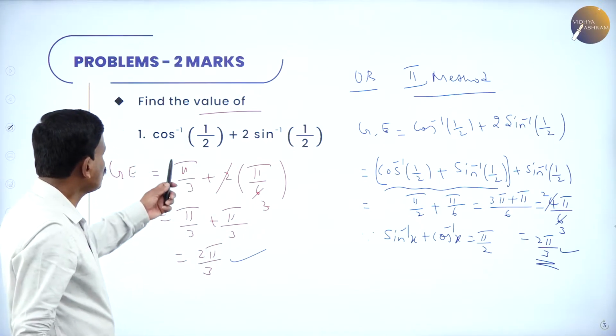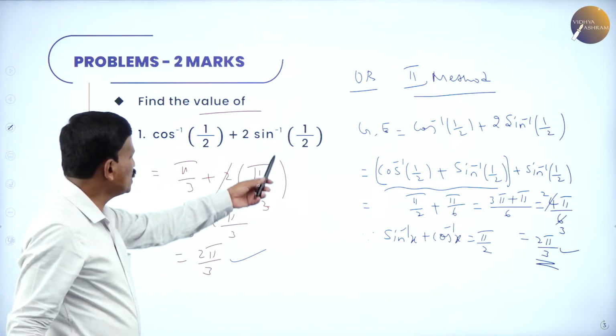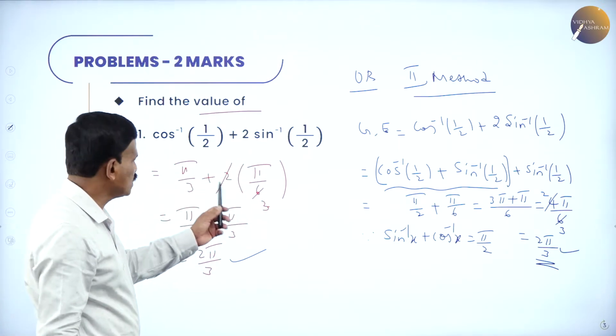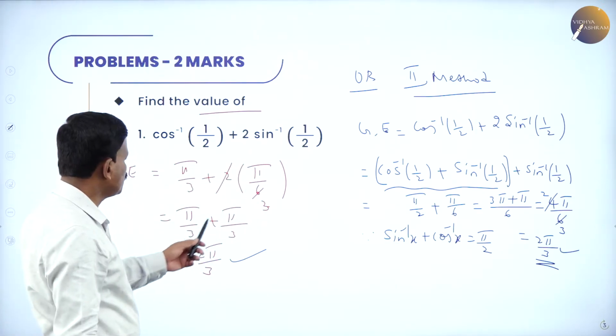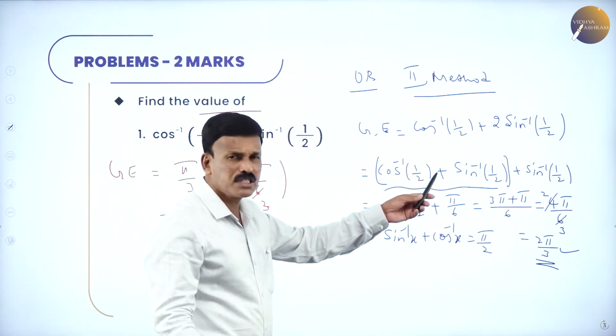See here. Direct method. Cos inverse 1 by 2 is pi by 3, plus 2 into sine inverse 1 by 2, which is pi by 6. Divide it, 2 3s get cancelled. Pi by 3 plus pi by 3 is 2 pi by 3. Very easy method.